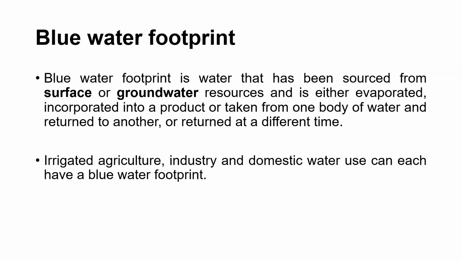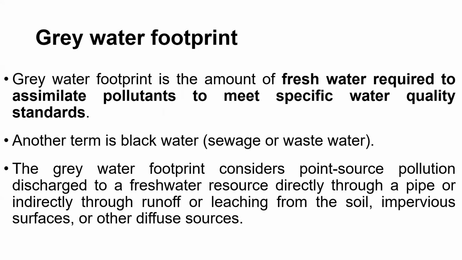This can be evaporated, incorporated into a product, or taken from one body of water and returned to another, or returned at a different time period. We are consuming water and returning it somewhere else. It can be used for irrigated agriculture, industry, and domestic use. It can be utilized by anyone because it is available and potable water. Sometimes it requires some treatment, like high TDS, which can be removed by reverse osmosis.